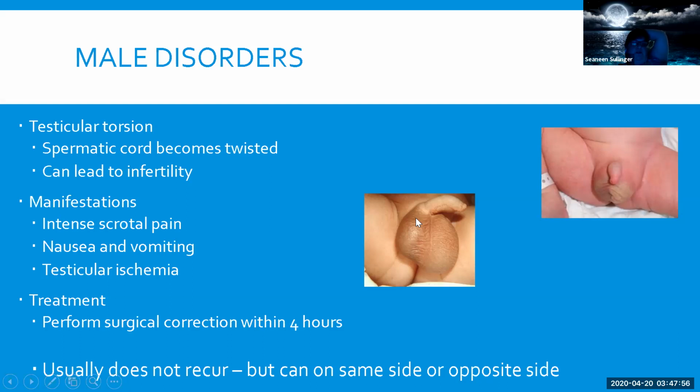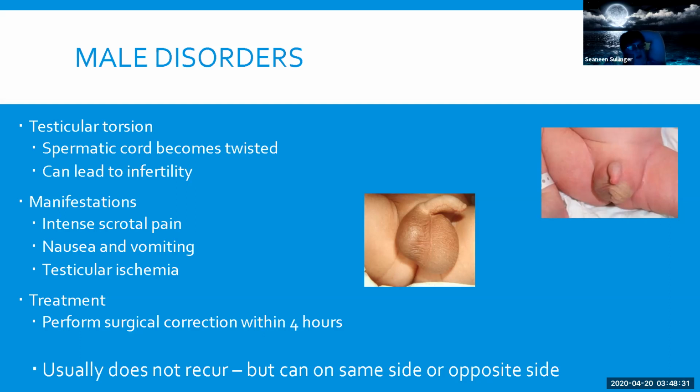In older children is generally where I've seen it, not as much in infants, but there is an intense scrotal pain, a pain like the child has never felt before. They can also, as a result of the pain, have nausea and vomiting. And what happens if the spermatic cord has twisted enough, the circulation to the testicle can cut off, and the testicle can become ischemic.